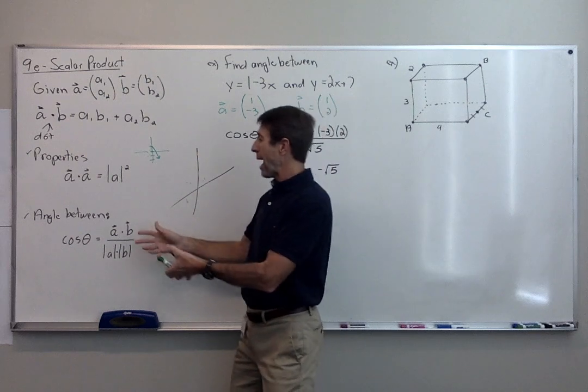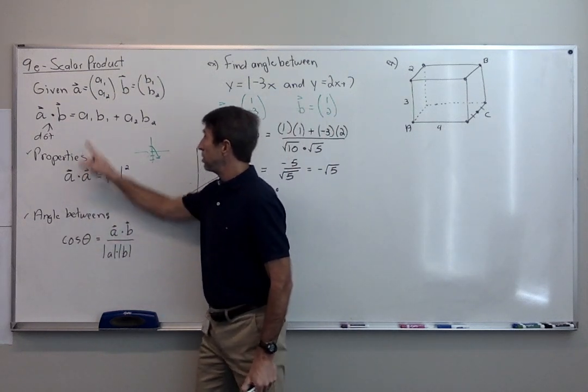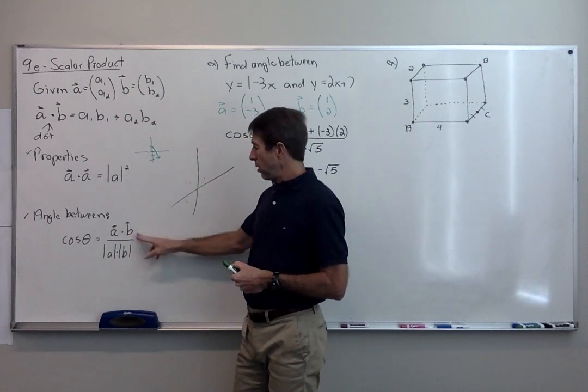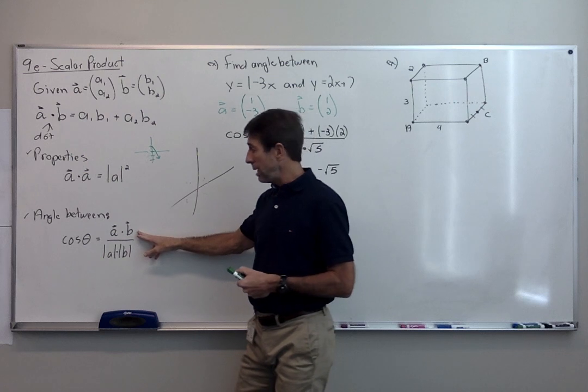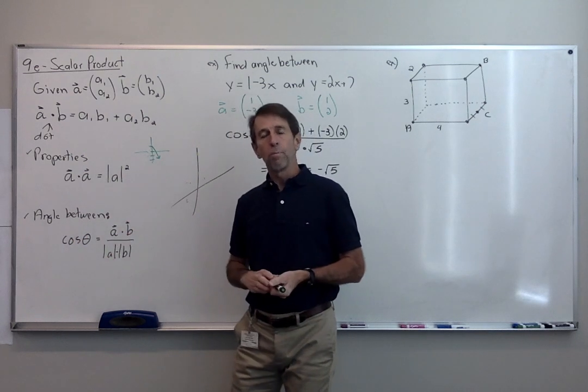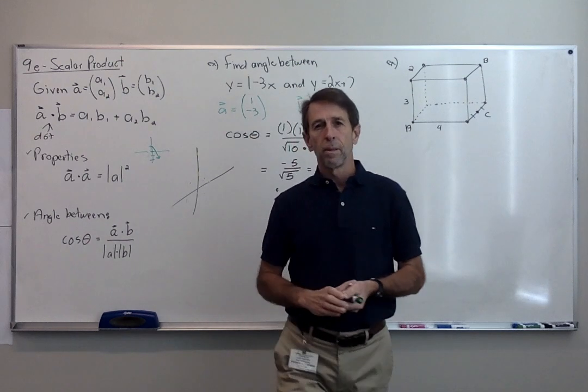And by the way, if we go back to this formula, this gives us another way to describe the dot product. We can actually call the dot product the product of the magnitudes times the cosine of the angle in between them, because that would just be changing that algebraically.